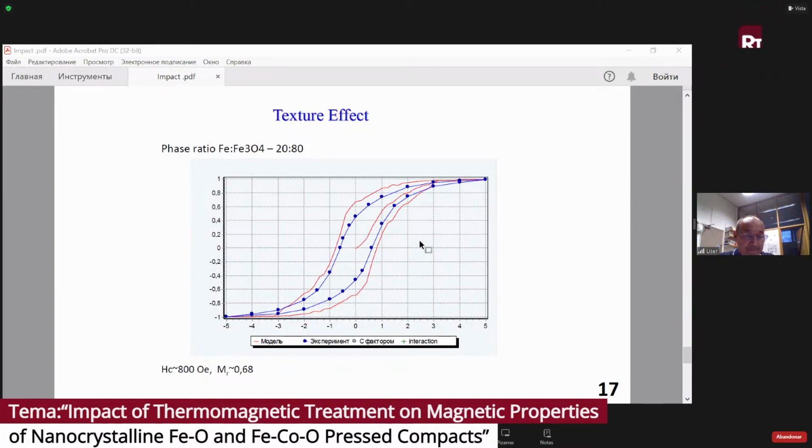We see that increasing the degree of texture increases both the remanence and coercivity. If we set the micro-orientation angle by a Gaussian distribution with a mean value of 0 and reduce the dispersion to 70, then the coercive force increases to 0.8 kilo-oersted and the relative remanent magnetization reaches 0.70. So next slide.